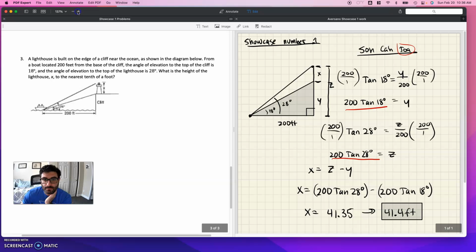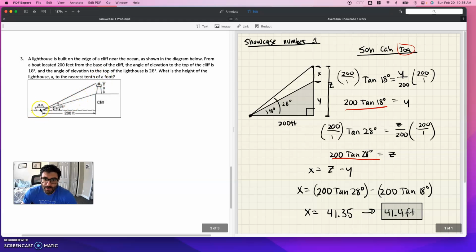This problem is as follows. A lighthouse is built on the edge of a cliff near an ocean. Here's our lighthouse. From a boat located 200 feet from the base of the cliff, the angle of elevation to the top of the cliff is 18 degrees, and the angle of elevation to the top of the lighthouse is 28 degrees. What is the height of the lighthouse to the nearest tenth of a foot?